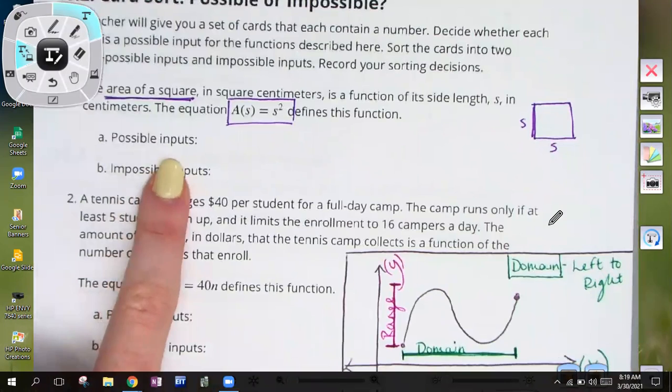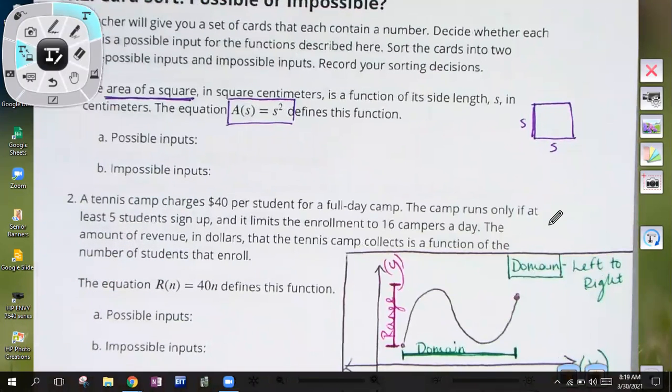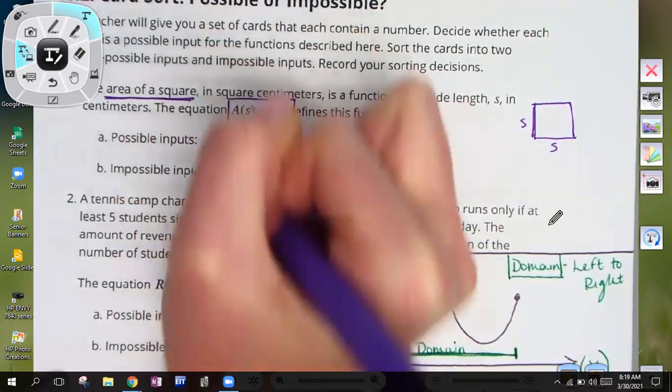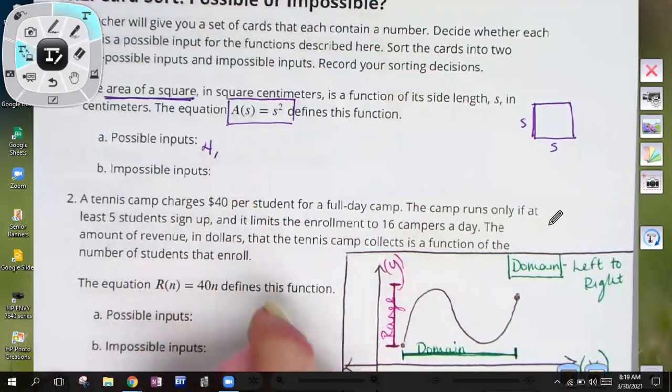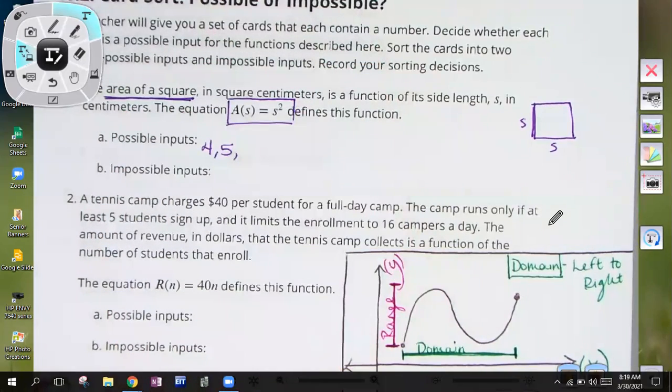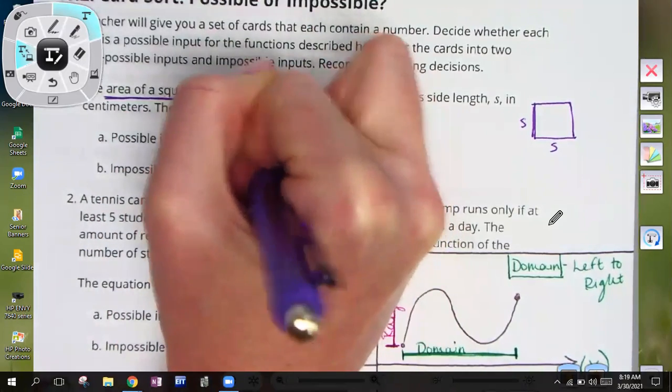What are some possible side lengths that this square could have? Raise your hand. What are possible side lengths, Kai? 4. Perfect. If that side length was 4, what would the area be? 16. Good. What is another side length, Ava? 5. 6. Kobe.